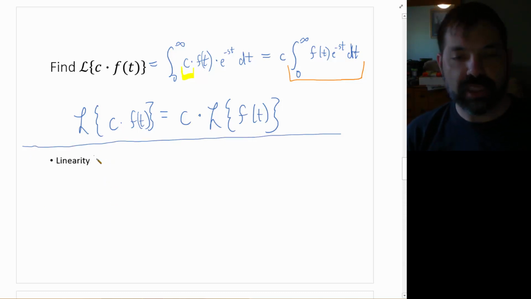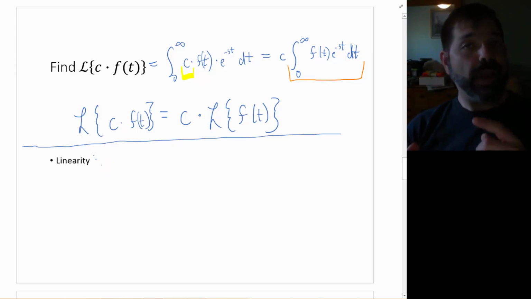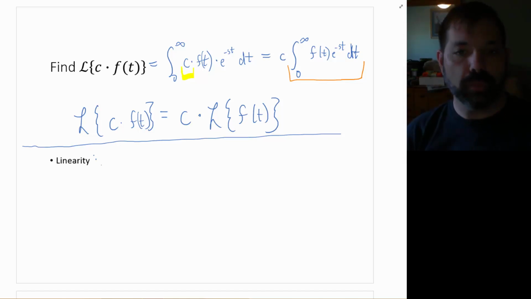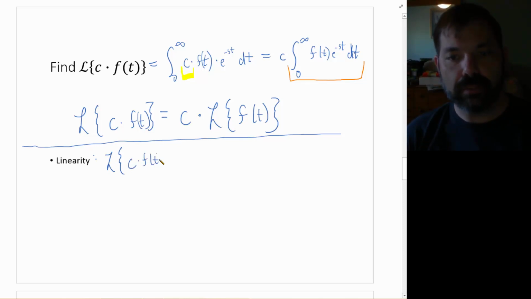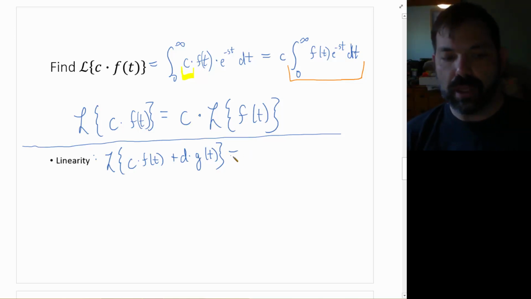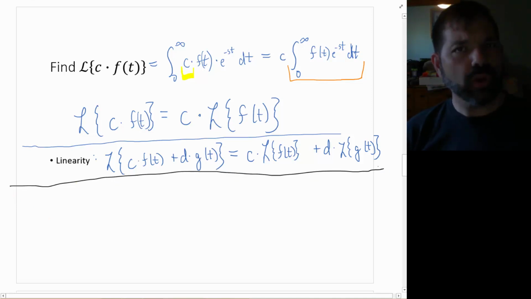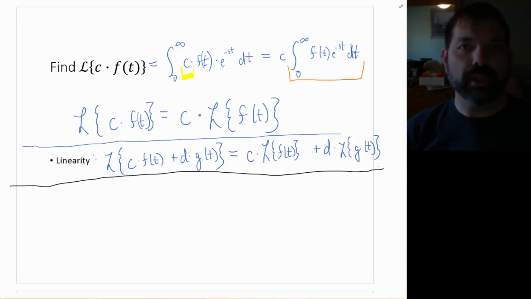Now also, we have this concept of linearity. What that means is, if we are adding or subtracting functions inside and we want to find the Laplace transform, we can break it up into multiple Laplace transforms. And so what we'll say is the Laplace transform of c times f of t plus d times g of t. If we have multiple terms and we need to find a Laplace transform, we can break that up. This is the same as c times the Laplace transform of f of t plus d times the Laplace transform of g of t. We're allowed to break it up, basically because it's just an integral. All of our rules for integrals that we learned back in Calculus 1 still apply here.